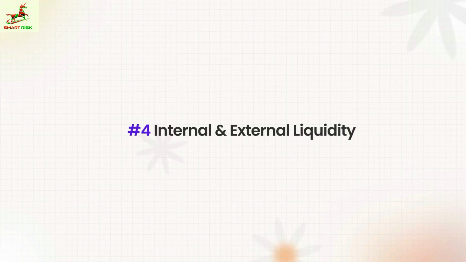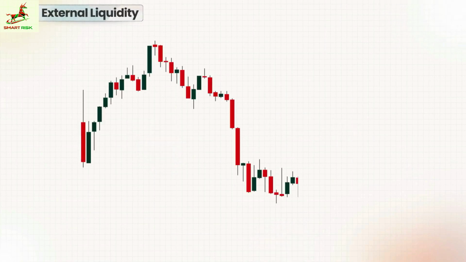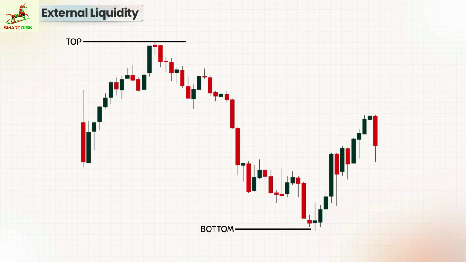Chapter 4. What is internal liquidity and external liquidity? The liquidity that sits near the extreme top and bottom points of any chart is called external liquidity. When you zoom out a bit on the chart, you see the major swing high at the very top and the major swing low at the very bottom. The stop-loss orders sitting around these points create external liquidity.